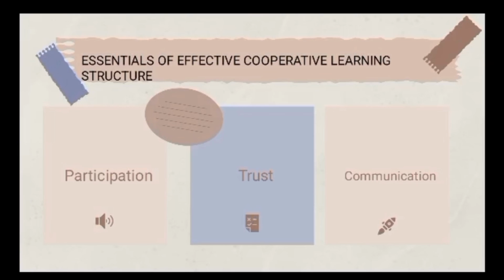These are the essentials of effective cooperative learning structures. First, we have participation, next, trust, and last, we have communication. The benefit of cooperative learning structure in teaching mathematics is to provide students with disabilities who have math disabilities, social interaction difficulties, and instructional arrangement to foster the application practice of mathematics and collaborative skills within a natural setting.